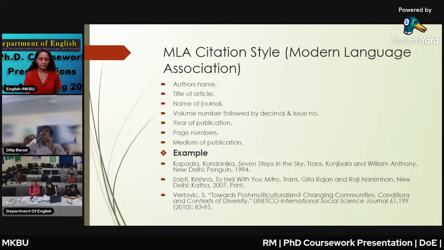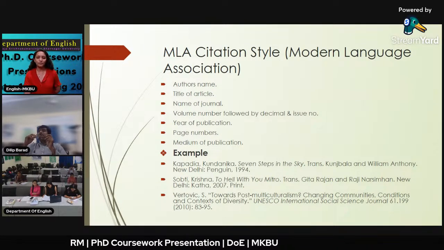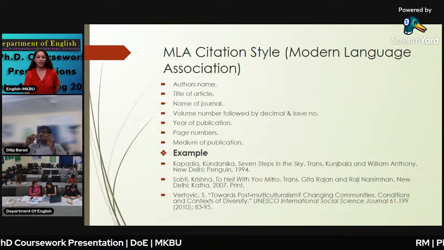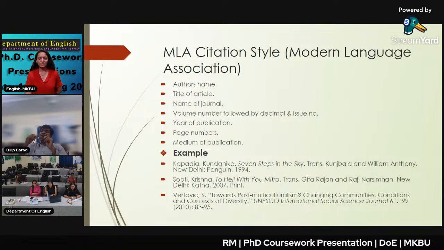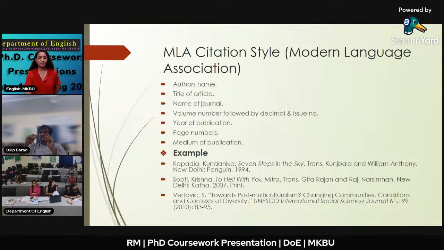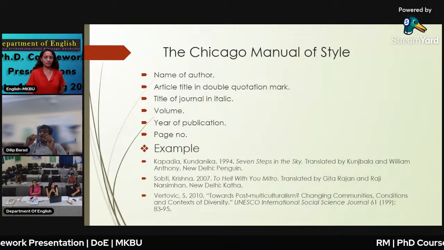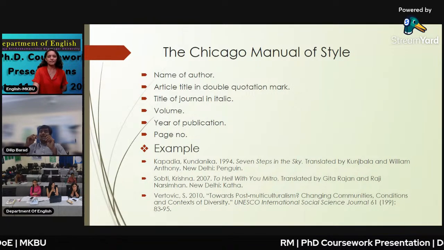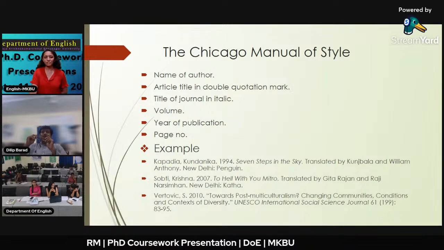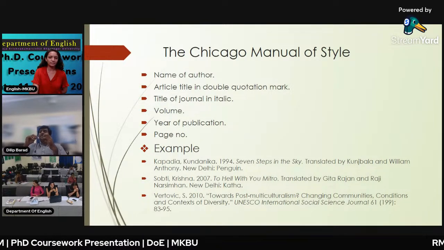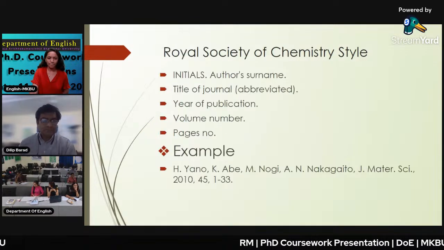Next is MLA citation style. In MLA, first we use author's name, title of article, name of journal, volume number, followed by issue number, year of publication, page number, medium of publication. Second last is the Chicago Manual style. In Chicago Manual style, we use first the author name, article title in double quotation marks, title of journal in italic style, volume, year of publication, and last page number.